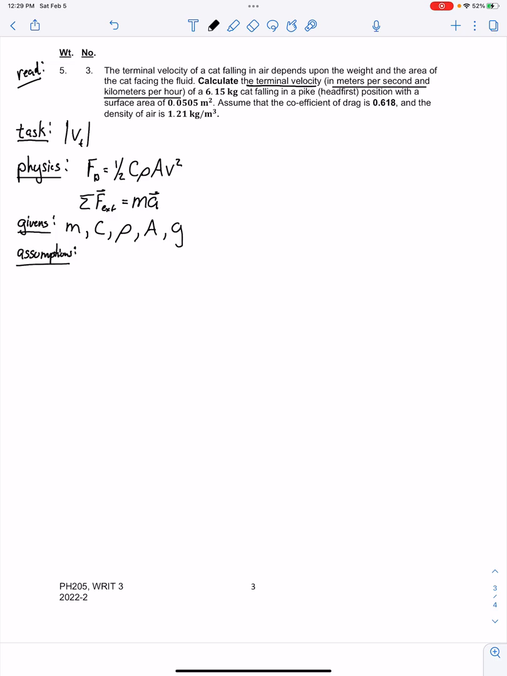All right, our assumption is going to be that it's falling at terminal velocity, which means that the velocity is now a constant, right? At terminal velocity, that is the point. So let's talk about terminal velocity for a second.